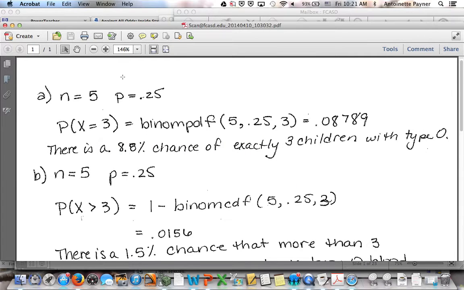So if you're going to use the calculator, which is perfectly fine, this is what you should do. In this case, I'm going to always state what your n and your p is. So my n is 5. There were 5 children. The probability of inheriting type O was 0.25. So make sure you state your n and your p. The probability of getting exactly 3, so the probability that x is equal to 3. When we were doing exactly, we were using the binomPDF command. So it was binomPDF: n, comma p, comma whatever number you were looking for. Then I'd get my answer, and then I would just write a summary statement here as if I was taking the AP exam.